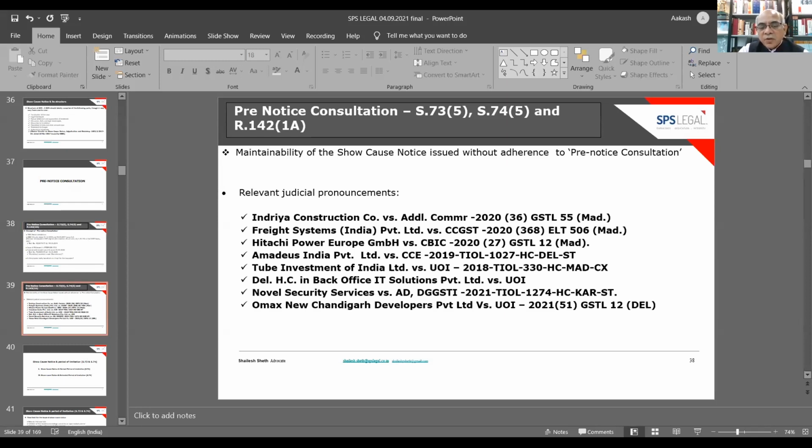Back Office, Novel Security Service, and Omex New Chandigarh, the latest case, these are all on the same line and they are in the context of GST. The other judgments are also in the context of excise or customs or service tax. But one word of caution again, I would reiterate my personal view on this: if at all somebody is eager to participate in pre-notice consultation, one has to be extremely careful and skeptical, with the pitfalls of going into such a pre-notice consultation process being clearly understood. Personally, I never encourage my clients to participate in such type of pre-notice consultation.